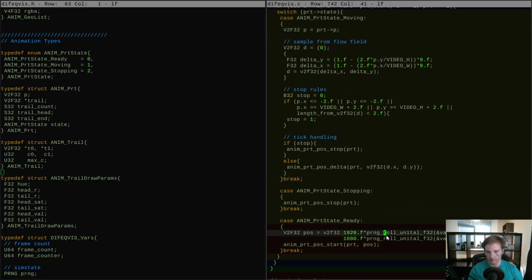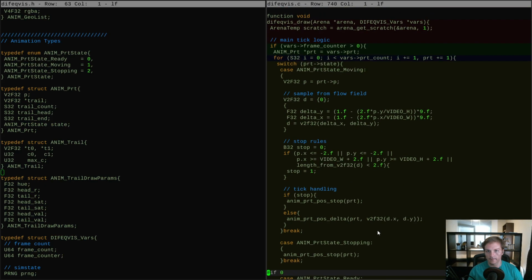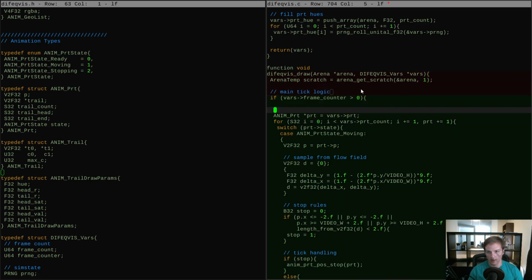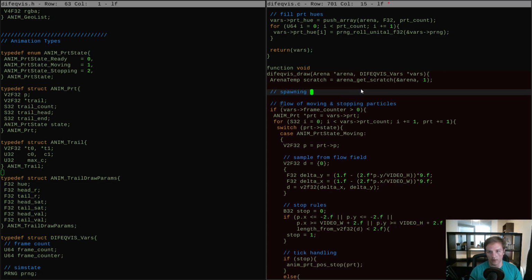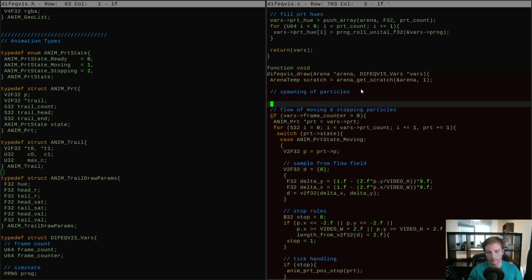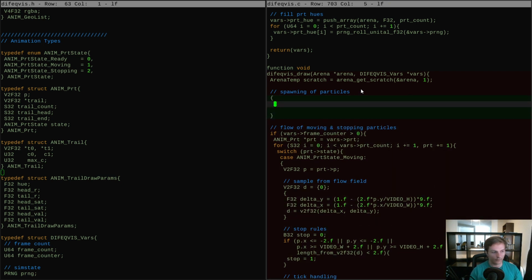So I think what we could do to get started, let's not spawn things when they're ready. This here will be the flow of moving and stopping particles. And this up here will be spawning of particles. The idea will be we'll want to figure out how many particles we're going to spawn each frame. Let's just start with a number. N equals 10. Might be really low. 40. Whatever.